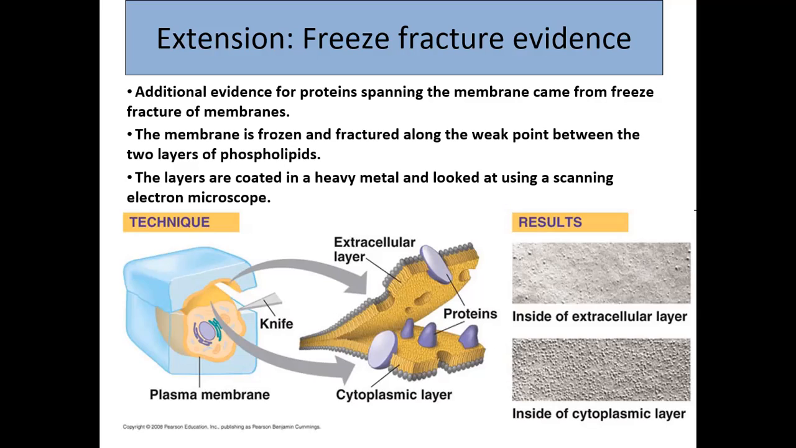This is the inside of the extracellular layer and the inside of the cytoplasmic layer. With proteins that went the whole way through the membrane, some would stick to the cytoplasmic layer more than they would stick to the extracellular layer. So we could see those differences, and we could see that there were different amounts of protein on both.